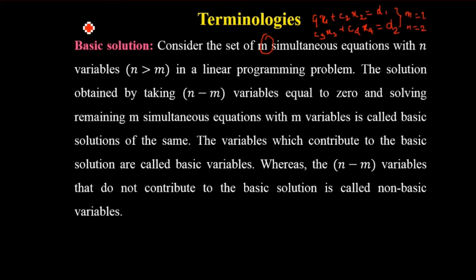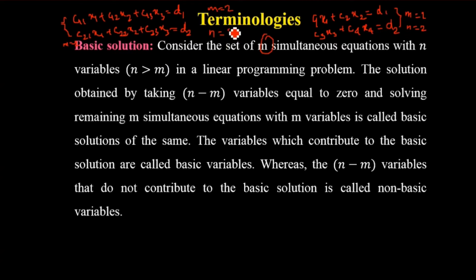Now for example, if I write c11 x1 plus c12 x2 plus c13 x3 equal to t1, c21 x1 plus c22 x2 plus c23 x3 equal to d2. If this is the case, now tell me how many equations are there. Here you can see m equal to 2. So I am writing here m equal to 2, and what about n? n equal to the number of variables x1, x2, x3. So 3 variables are there.